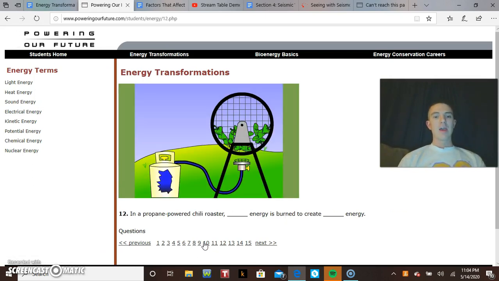12. In a propane-powered chili roaster, blank energy is burned to create blank energy. Here's the simulation. You can pause the video. You can unpause it, and then this is the last question.